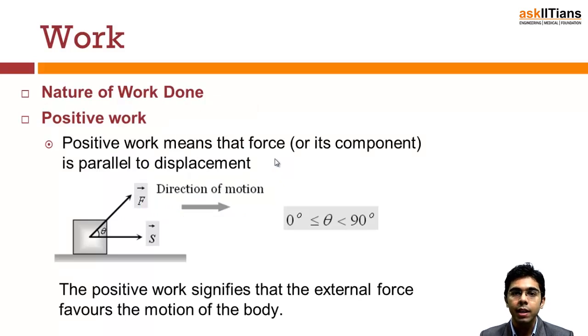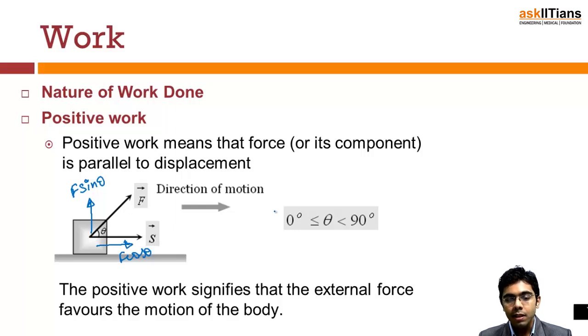Nature of work done means whether work done can be positive, negative, or what exactly it is. Positive work means that the force or its component is parallel to the displacement. As we can see from the figure, the force makes an angle theta with the displacement. If we again resolve it, we get F sin theta, and along the displacement we get F cos theta. That means there is a component which is along the displacement.